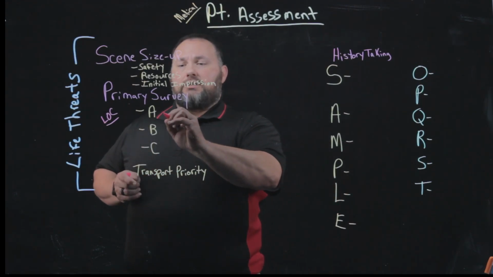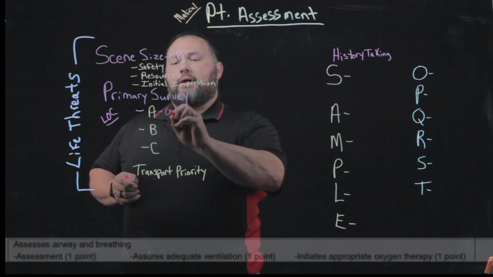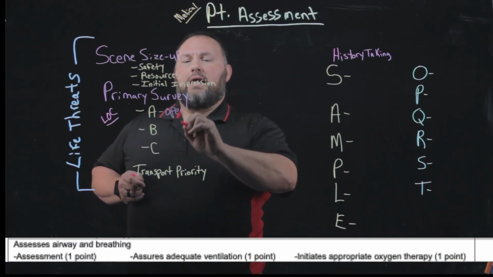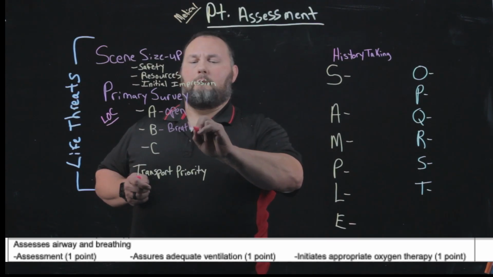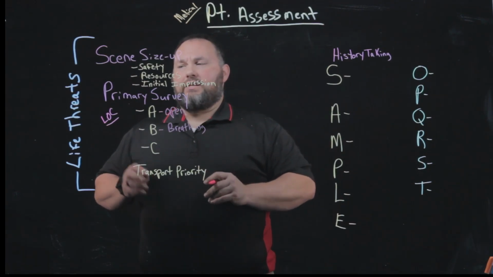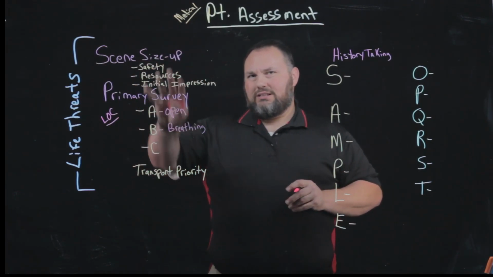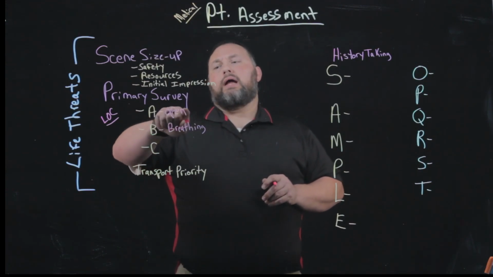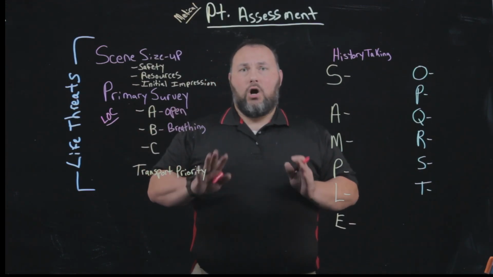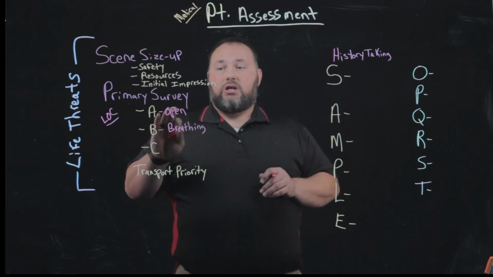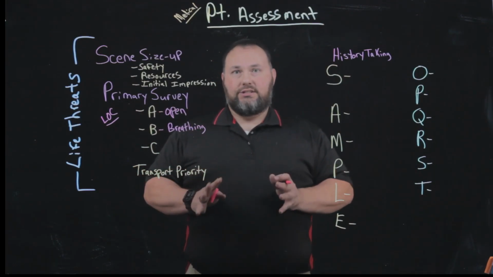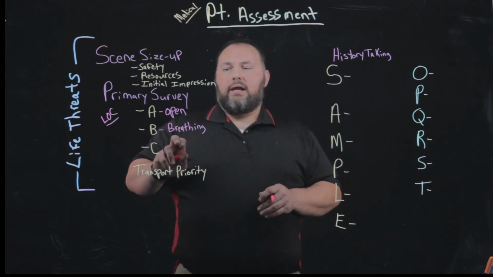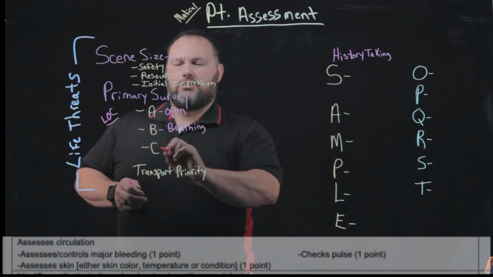If the patient is unconscious, then we open an airway and check to see if they're breathing. These are life threats. We only address life threats here. So if the patient's airway is not open, we open it. If it's open but they're not breathing, then we open the airway and assist their ventilations. So airway, breathing, and then finally circulation.